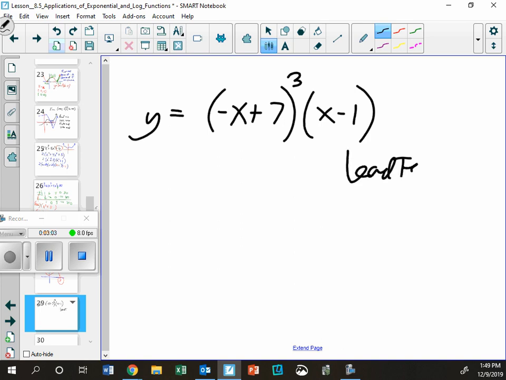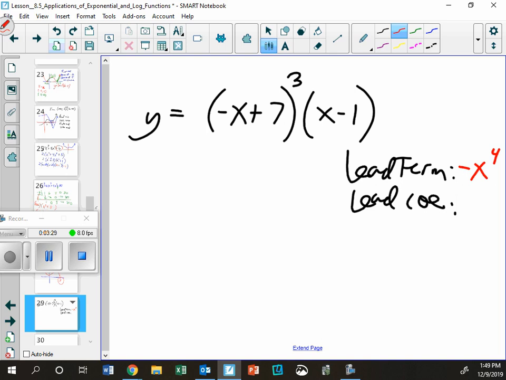Lead term, lead coefficient. Okay. You know anything about it? You did have a clue. You just weren't sure. That's good. That was right. All right. Why the negative?